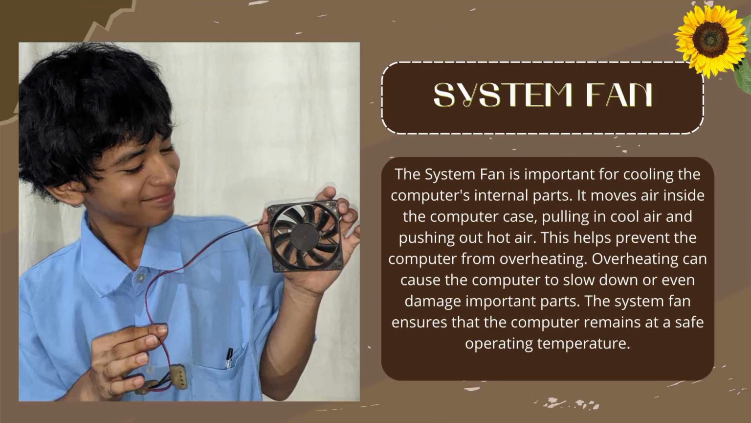System fan. The system fan is important for cooling the computer's internal parts. It moves air inside the computer case, pulling in cool air and pushing out hot air. This helps prevent the computer from overheating. Overheating can cause the computer to slow down or even damage the important parts. The system fan ensures that the computer remains at a safe operating temperature.